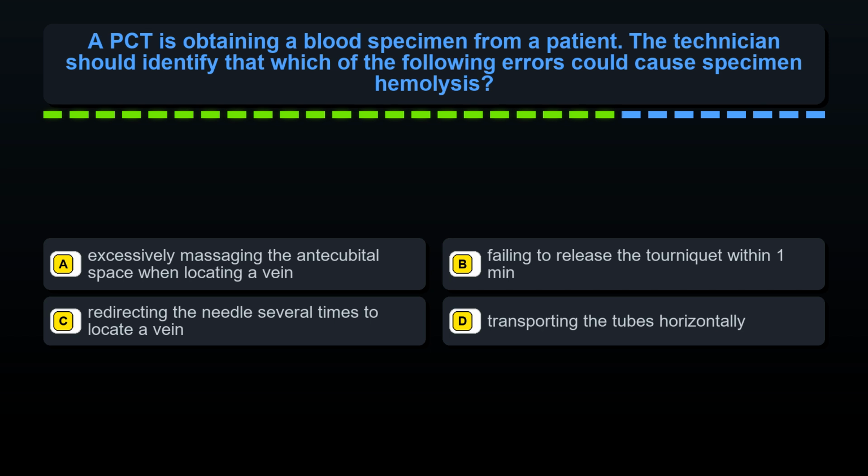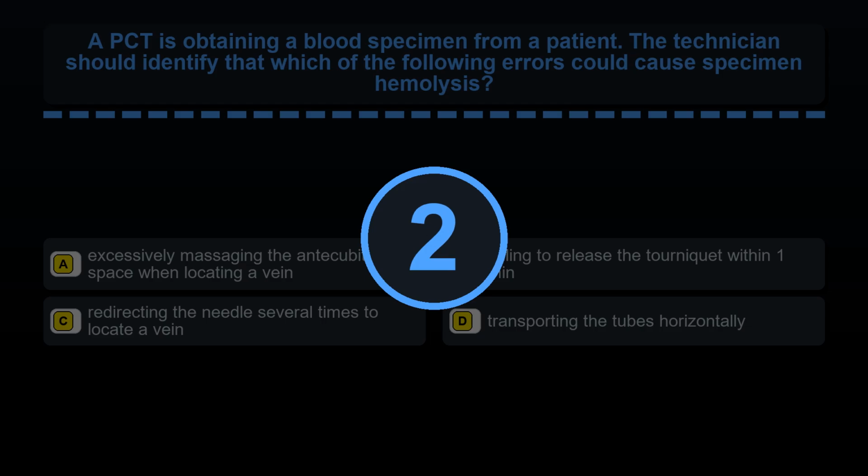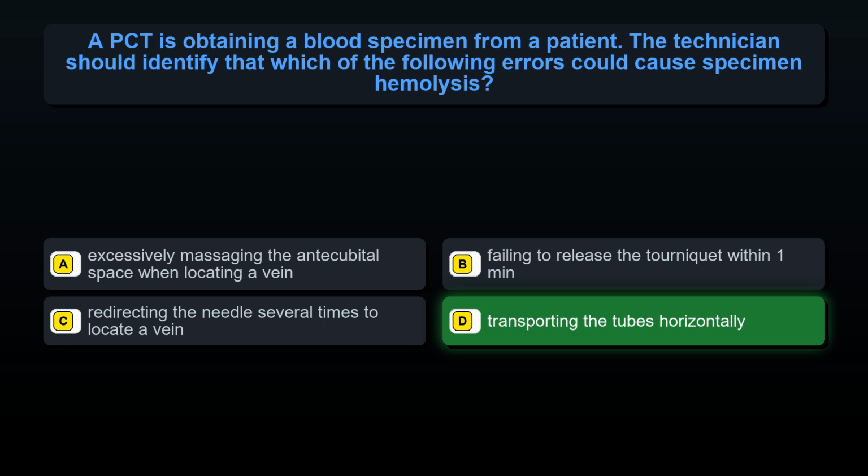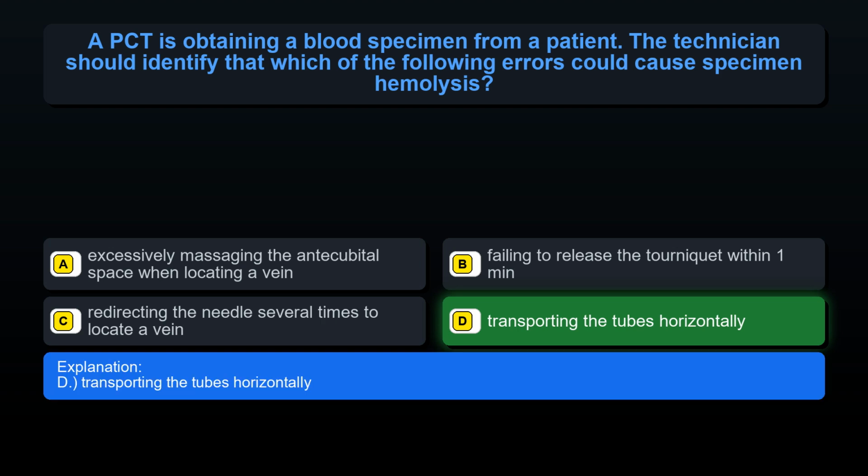The technician should identify that which of the following errors could cause specimen hemolysis. Option A, excessively massaging the antecubital space when locating a vein. Option B, failing to release the tourniquet within 1 minute. Option C, redirecting the needle several times to locate a vein. Option D, transporting the tubes horizontally. The correct answer is option D, transporting the tubes horizontally.